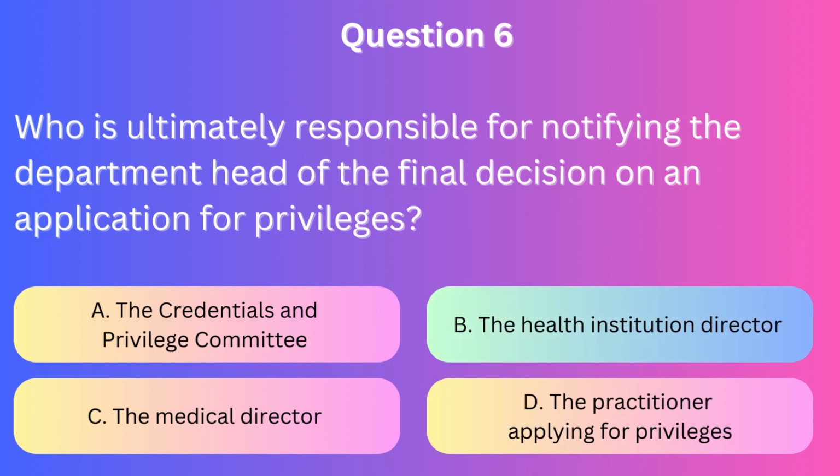Correct answer B. The Health Institution Director is responsible for notifying the department head of the final decision on an application for privileges. This is done through the medical director, ensuring a structured and hierarchical communication process within the institution.